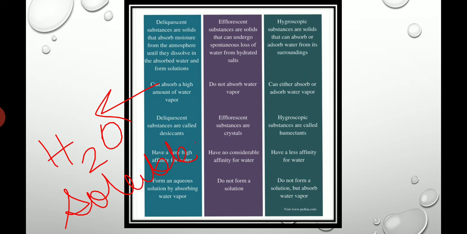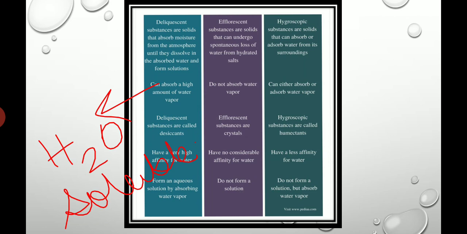Efflorescent salts are the crystalline hydrated salts. When they get exposed to the atmosphere, they lose their water of crystallization either partially or completely and they change into powder, just opposite to that of deliquescent. Deliquescent salts absorb moisture from the atmosphere, and efflorescent salts lose their water of crystallization into the atmosphere. Deliquescent salts get converted into liquid, and efflorescent salts get converted into powder.